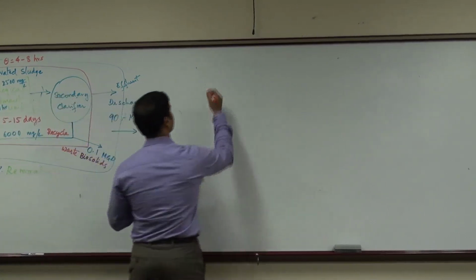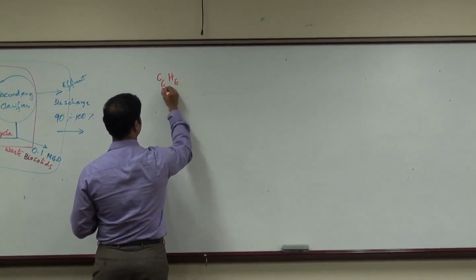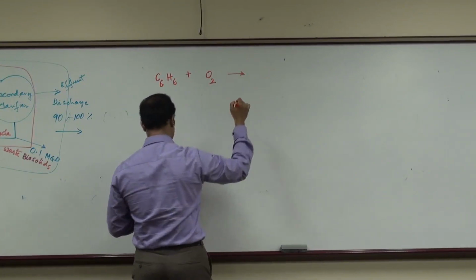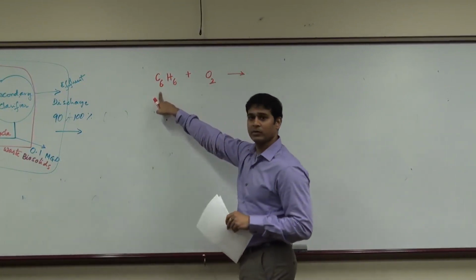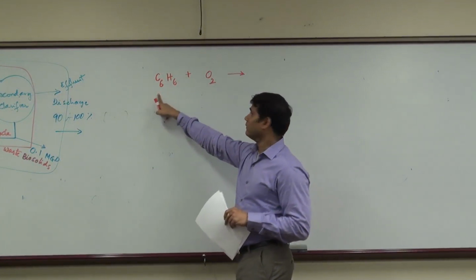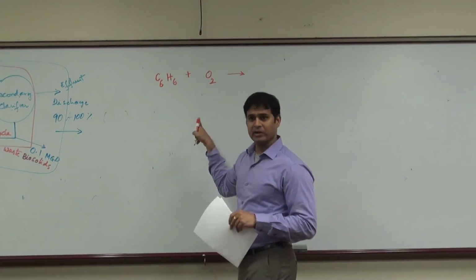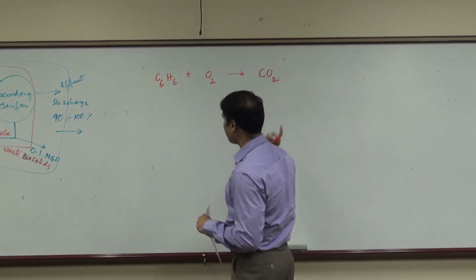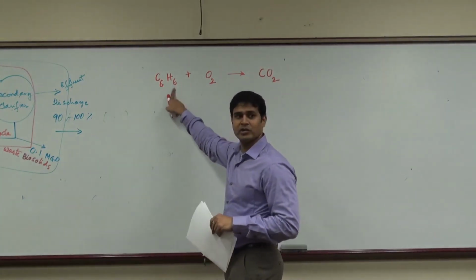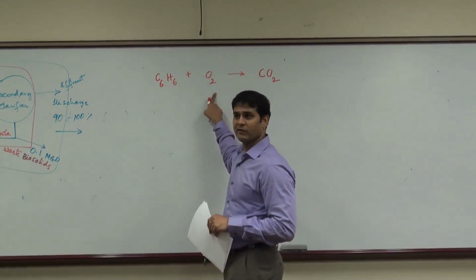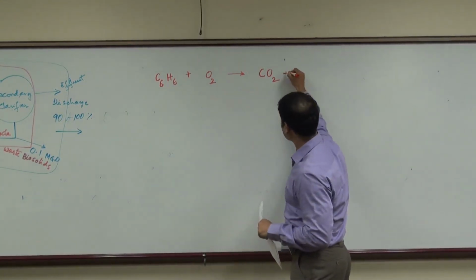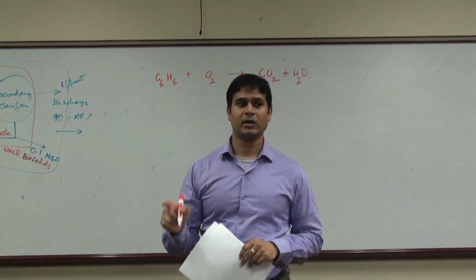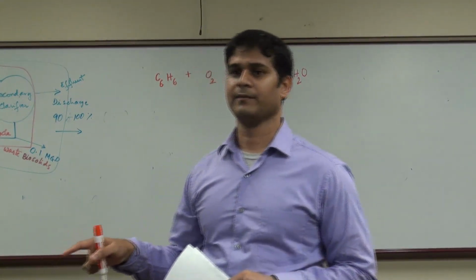Go straight to the problem. C6H6 plus O2 gives rise to CO2. Always, when you have carbon, an organic compound, reacting with oxygen, your product is always carbon dioxide. And because it has hydrogen, and because there is oxygen involved in the reaction, your second reaction product definitely has to be water. And because this reaction is aerobic, again.